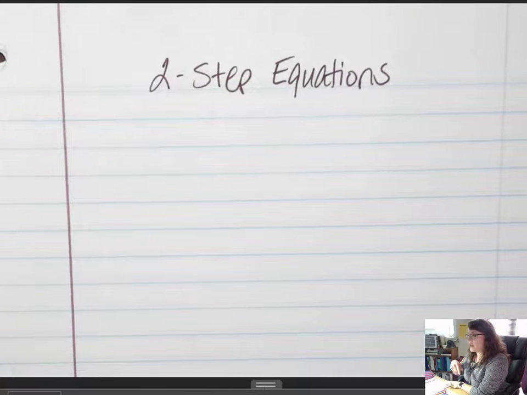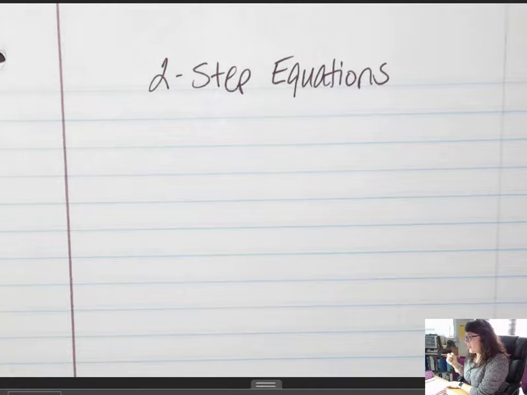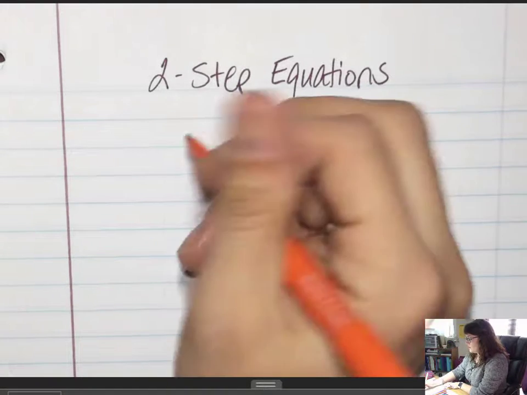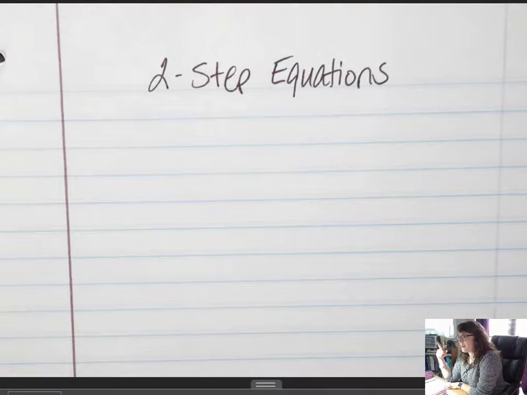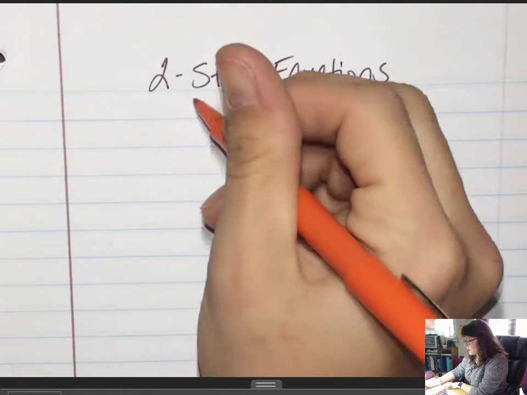Sometimes you're going to have to write your own equation. When you write your equations, I really don't think you're going to have a problem writing the equation. So if you have a word problem, just remember that there's something that's being multiplied and there's something that's being added or subtracted. That's what the 2 steps are.